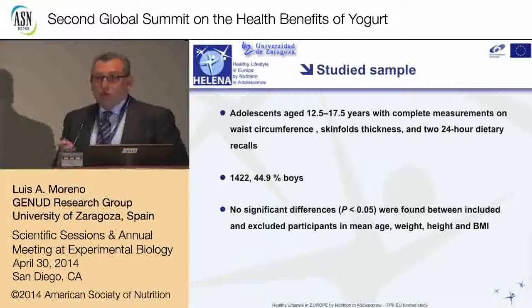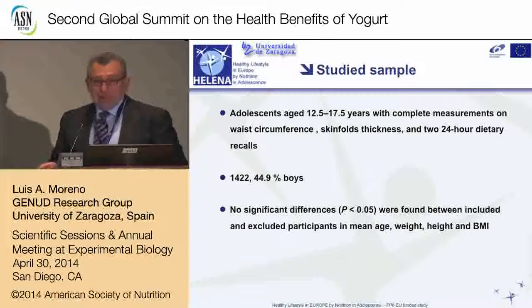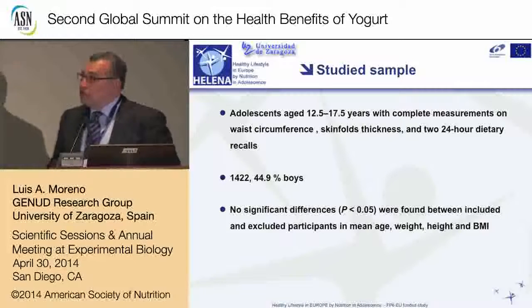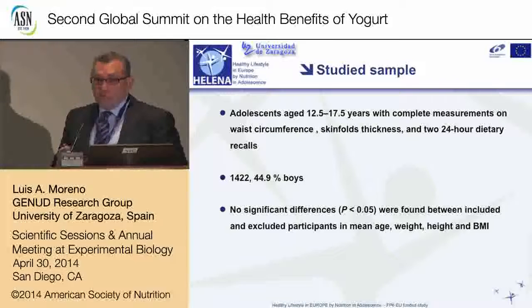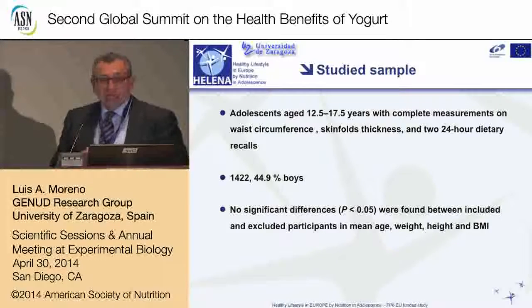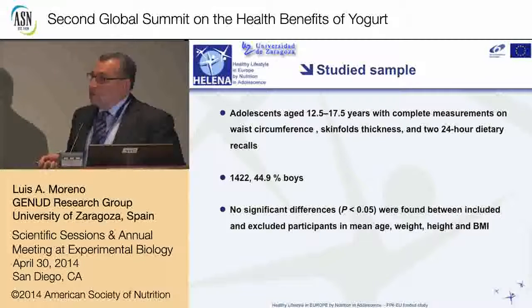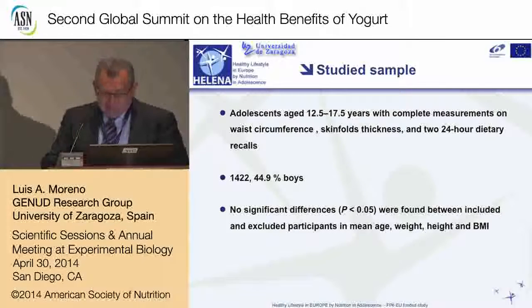But we also had the results of the complete sample of the study, and this could be relevant to address the specific topic of obesity or body composition. So taking into account that we were planning to make this presentation, we did a supplementary analysis that is not included in the paper. The requirement here was to have adolescents with complete measurements on body composition and also dietary intake. At the end, we had a sample of 1,422 adolescents, close to 45% boys, and again, there was no difference between this specific sample and the complete sample in terms of age, weight, height, and body mass index.